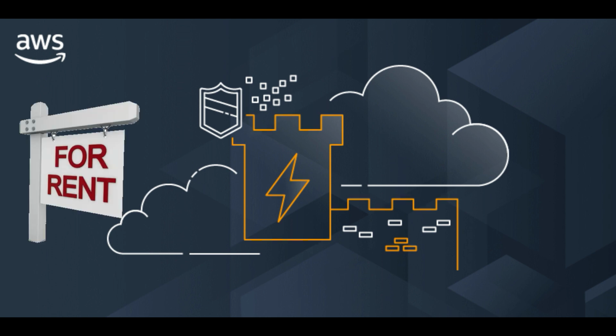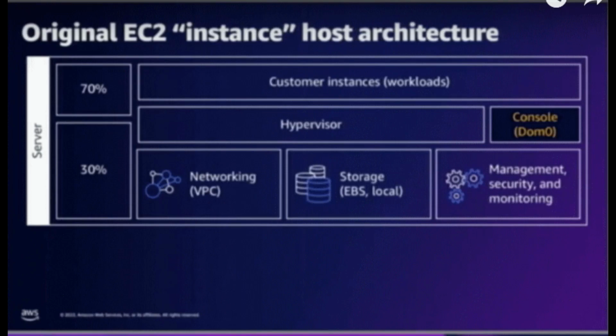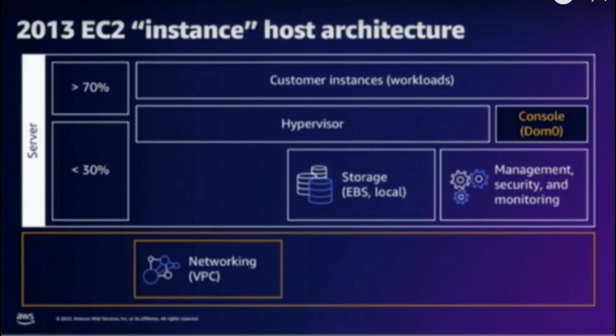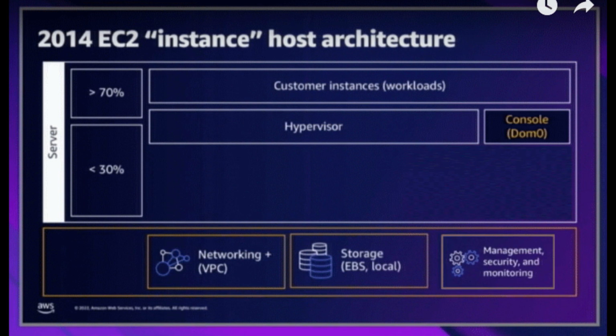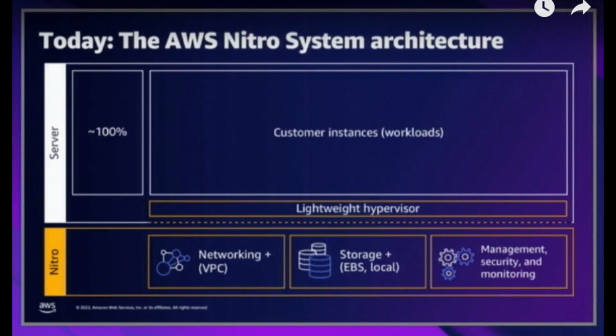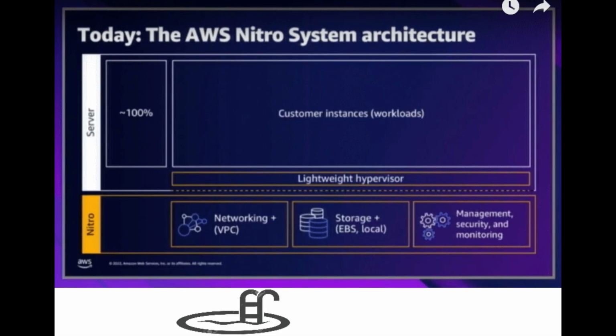The Nitro system architecture is decoupling of hardware. Coming back to the traditional physical machine, let's list out the decoupled hardware. Networking has been decoupled and uses virtual private cloud. Storage has been decoupled and uses elastic block store. Management, security and monitoring have all been decoupled. And a super thin hypervisor layer, which has no console, no networking stack, no storage stack, and no management and security code. All of these decoupled hardware devices have their own pools.